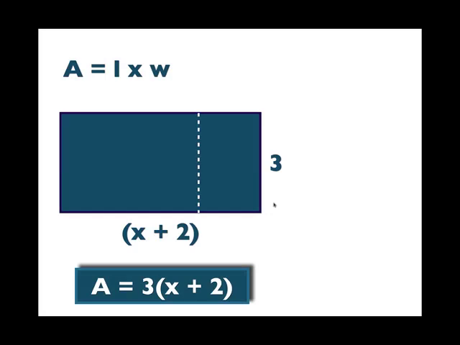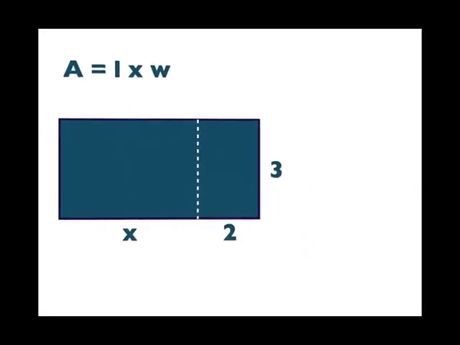So if I want to know what the area of this rectangle is, I'm going to multiply the length, x plus 2, times the width, 3. So it would be 3 times, in parentheses, x plus 2. So what I'm going to do is break this up. I'm going to say this part of the rectangle is x, this part of the rectangle is 2, and then we have the width of 3. If I multiply, I'm going to do 3 times x plus 3 times 2.